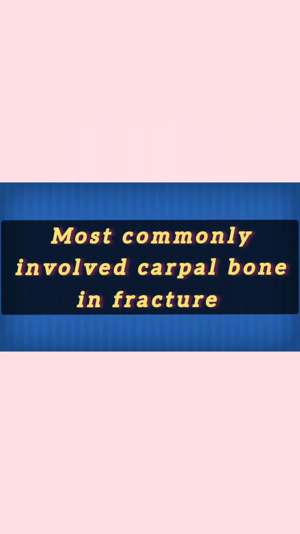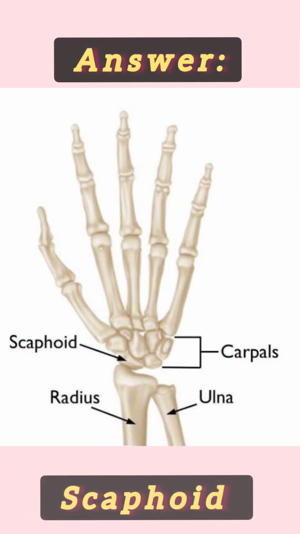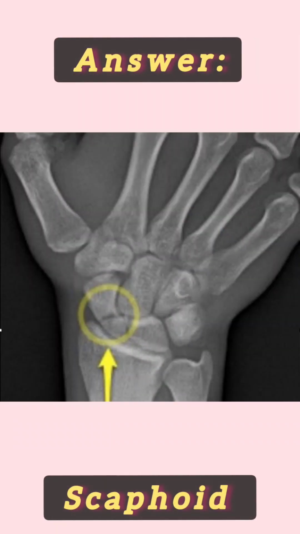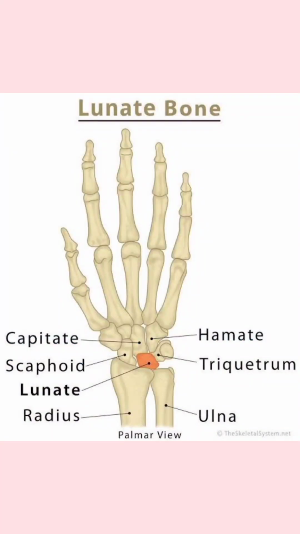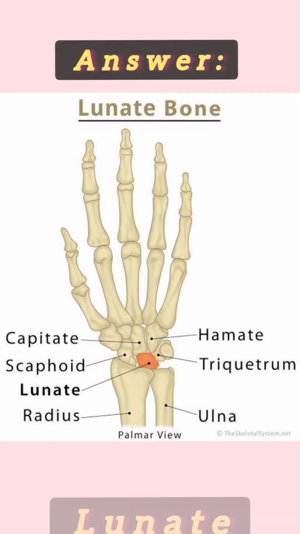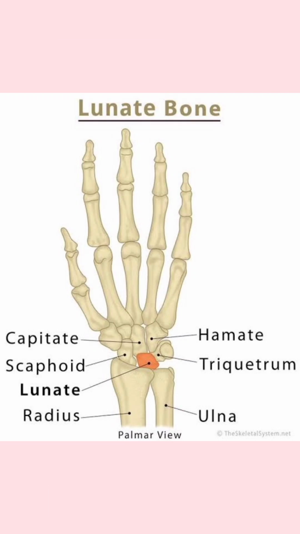Next question. Most commonly involved carpal bone in fracture. The answer is, it is the scaphoid. And in this picture you can see the yellow circle. It indicates the fracture site of the scaphoid. Next question. Which carpal bone is commonly dislocated? The answer is the lunate bone. And the nerve involved in lunate dislocation is the median nerve, as it lies in front of the lunate bone.